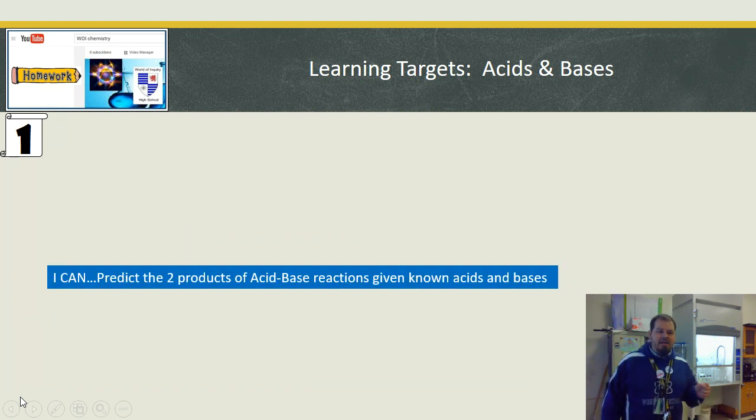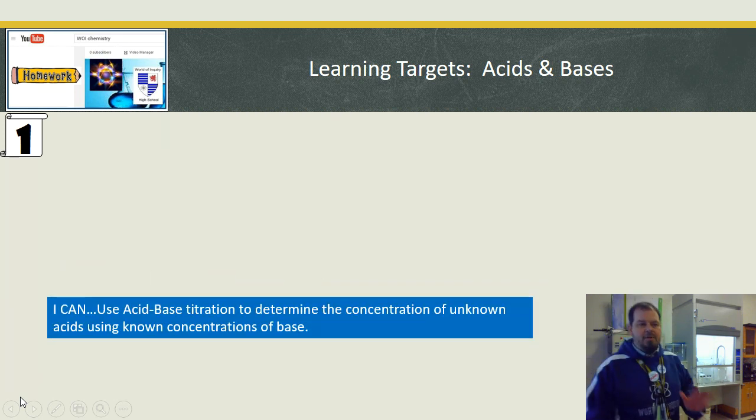Okay, I can predict the two products of an acid-base reaction. Again, another lab. This is the titration lab. You put acid and base together, you're always going to make a salt and water. Here we go. Okay, be able to predict. Use the titration formula to go backwards now and calculate the concentration of said acid or base.